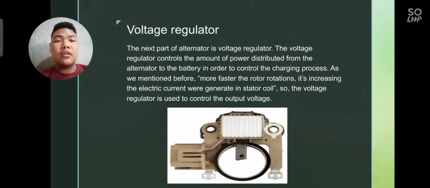The next is the voltage regulator. The voltage regulator controls the amount of power distributed from the alternator to the battery in order to control the charging process. As we mentioned before, the faster the rotor rotation, the more electrical current is generated in the stator coil.